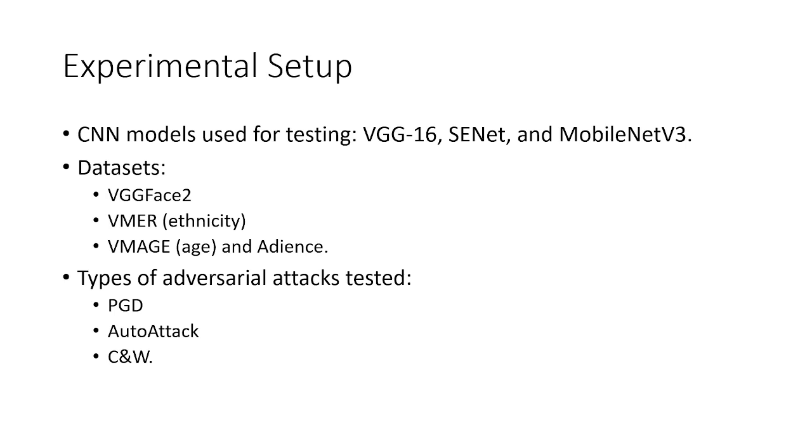For our datasets, we used VGGFace2, a large and diverse face dataset, alongside VMER and VMAGE, which add ethnicity and age labels respectively. In the Adience dataset, known for its focus on unconstrained age and gender classification. These datasets allowed us to conduct rigorous testing under various conditions and ensure our findings would be applicable to real-world, diverse image sets.